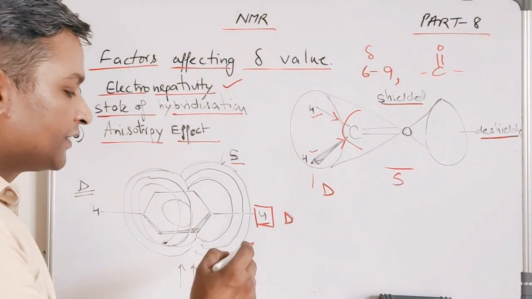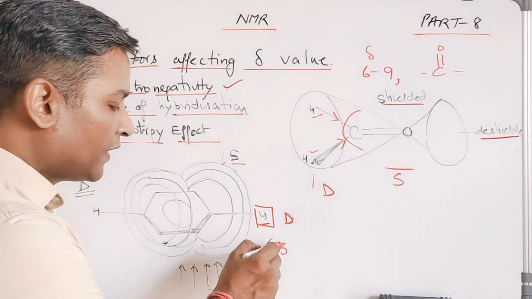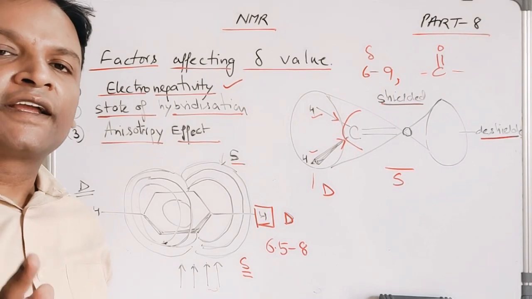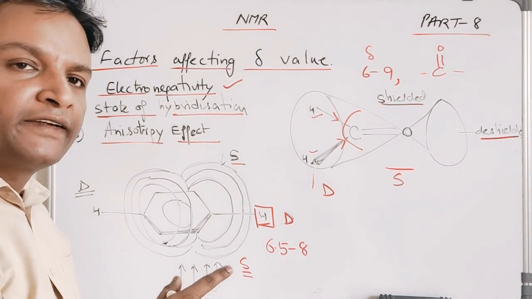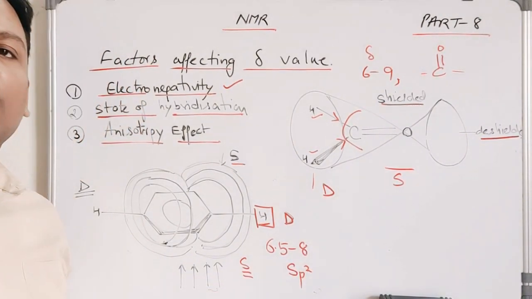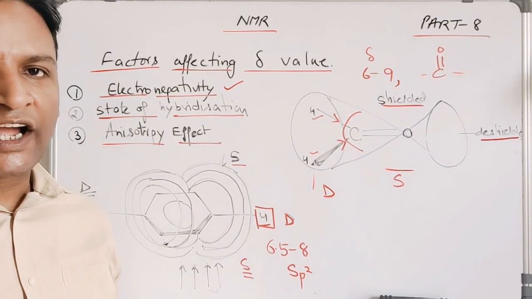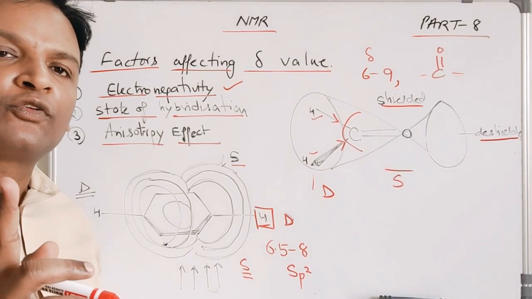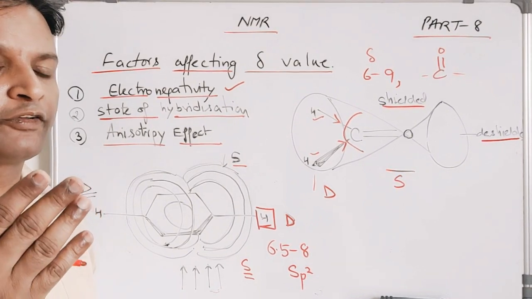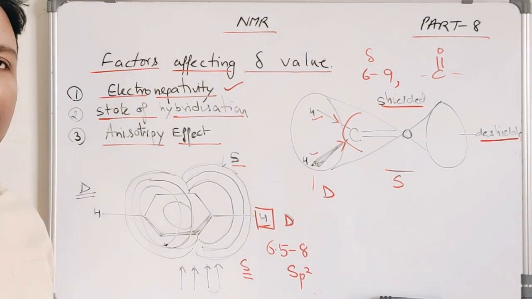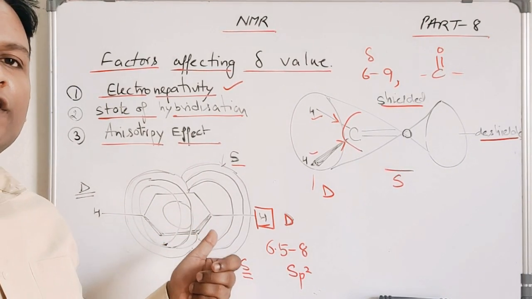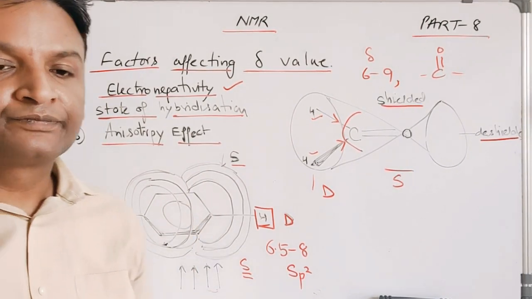First, there is a high value, again 6.5 to 8 delta values observed for aromatic compound protons. So there are again two factors. First is the anisotropic effect, and second is the sp2 state of hybridization of the CH carbon. So these are the two factors responsible for the high electronegativity, responsible for the high delta value of the aromatic compound. First is the anisotropic effect, and second is the sp2 state of hybridization of the carbon.